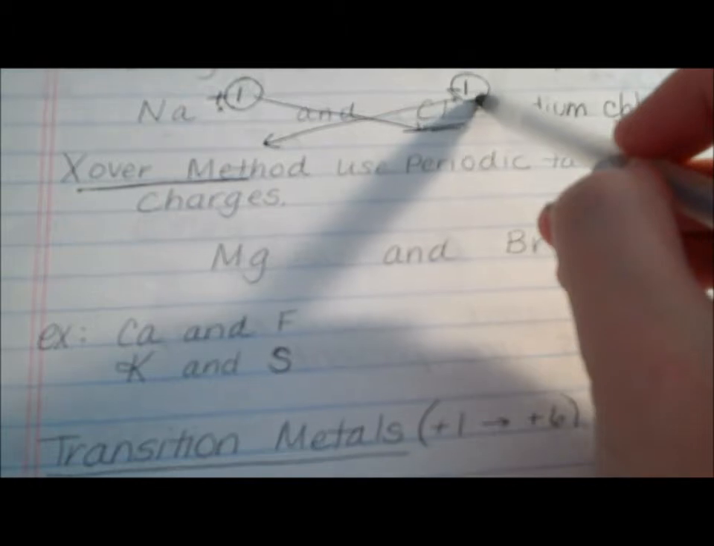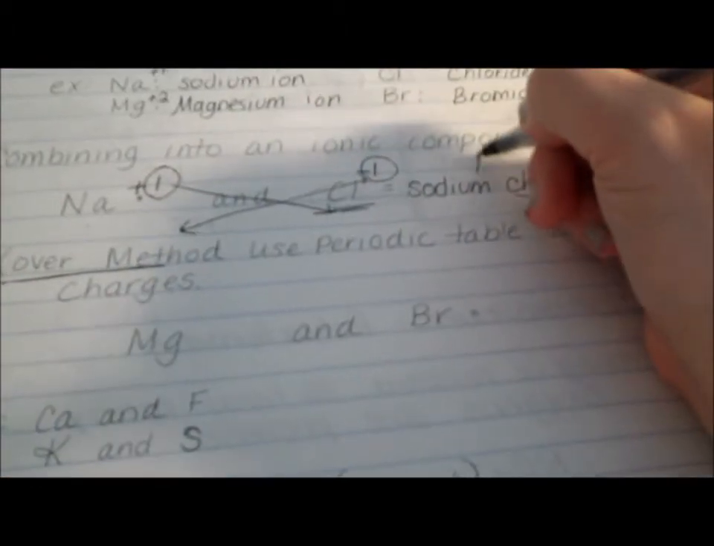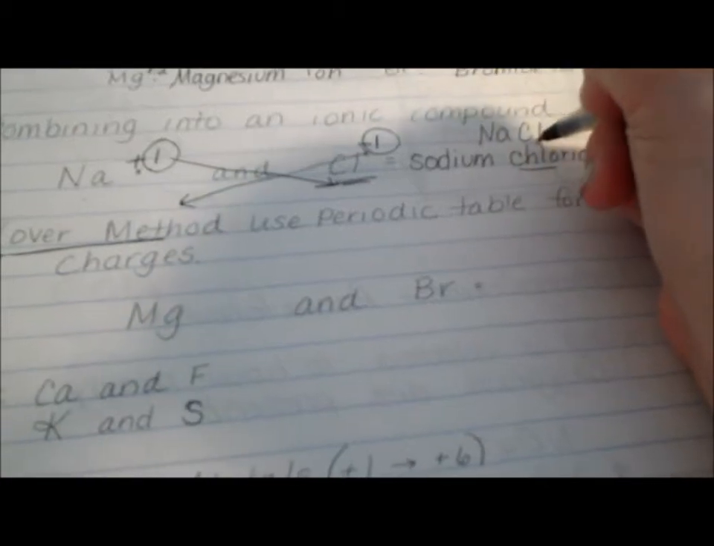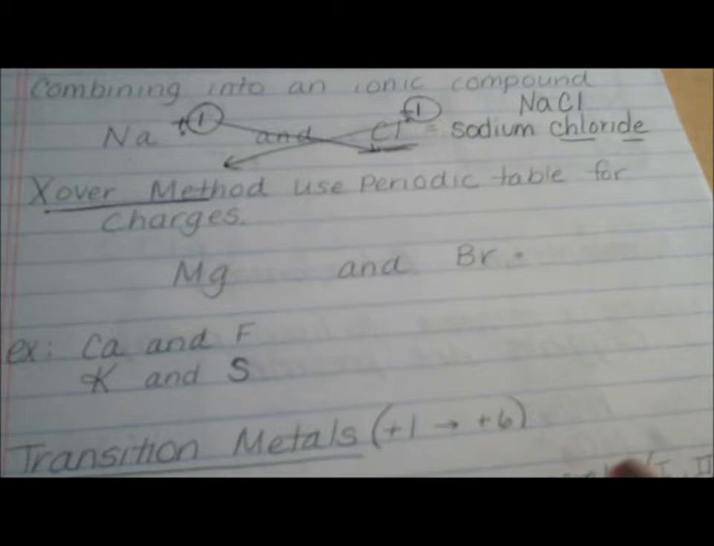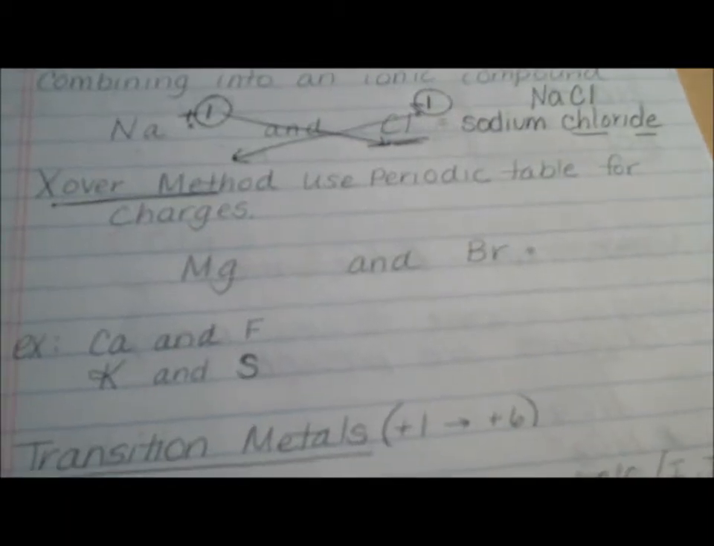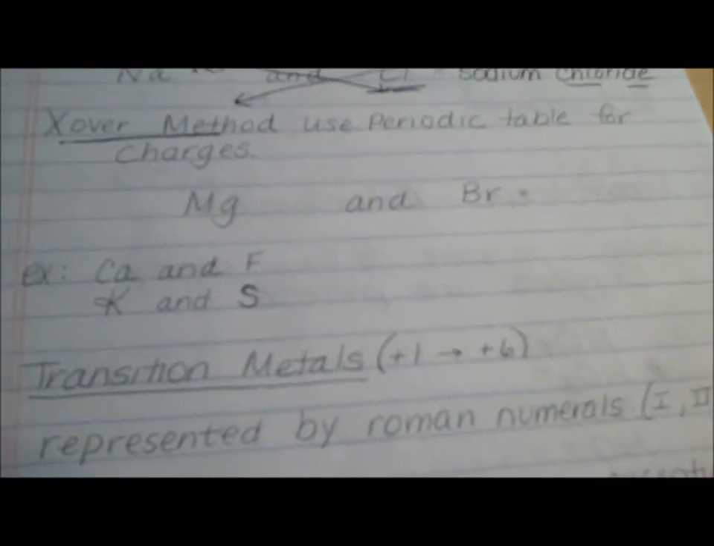Since it's a 1-to-1 ratio, we're going to have sodium chloride's formula be NaCl. Now, if they turn out to be like a 2-to-2, 4-to-4, you still have that 1-to-1 ratio. Now let's try another example.